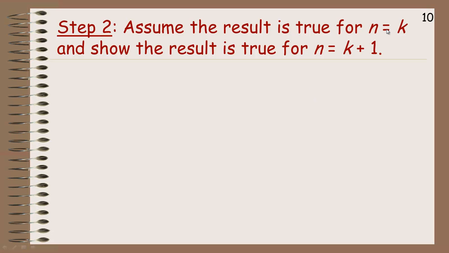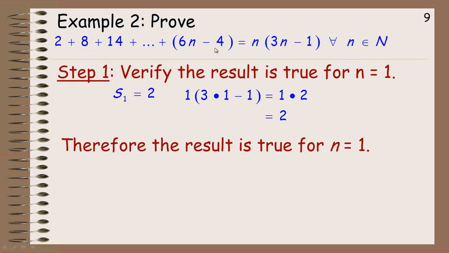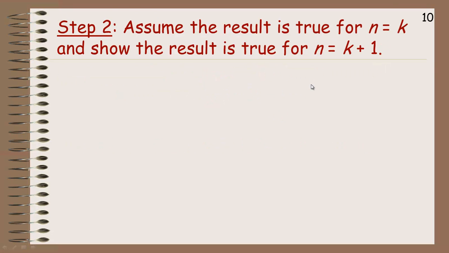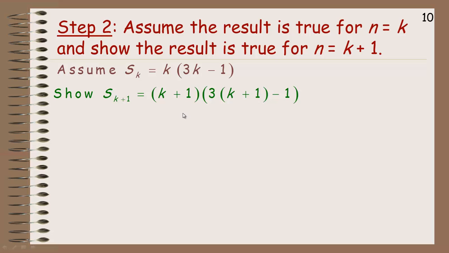So step 2 is to assume it's true for some arbitrary integer k and show that no matter what k is, it's true for the next integer after k. And if you forget, this is the general term. Term n was 6n minus 4, and this is what the sum is, n times 3n minus 1. So the sum of the first k terms would be k times 3k minus 1, that formula from the previous page. And we're going to show that as long as this is true, the next sum is going to be true.